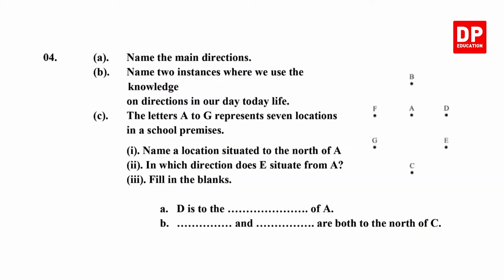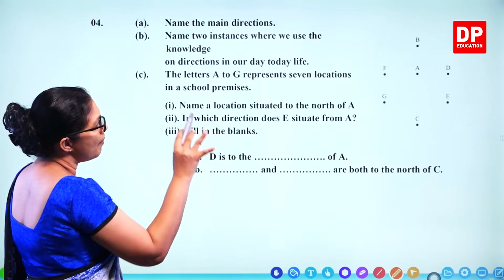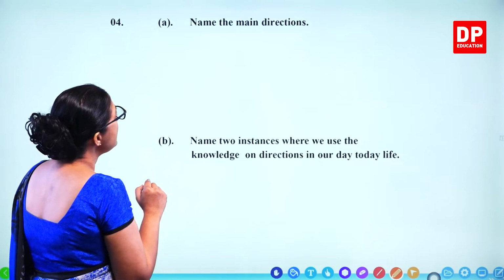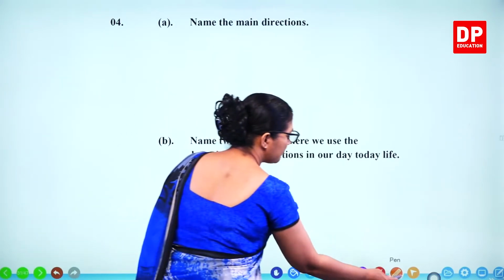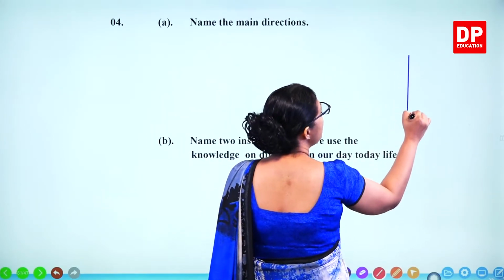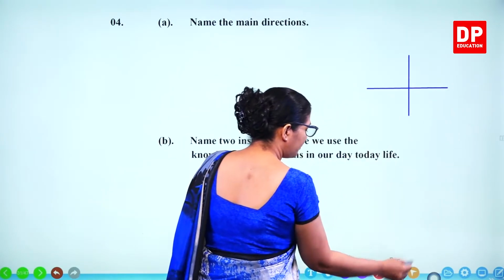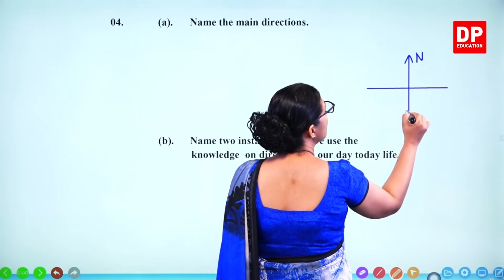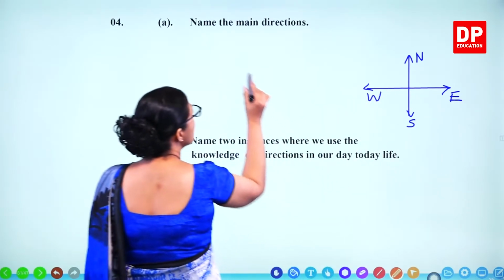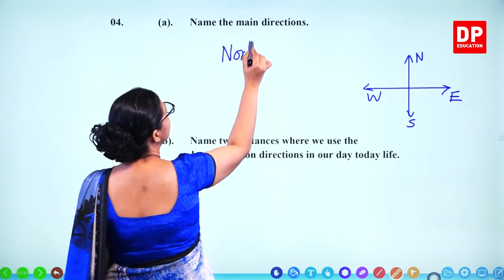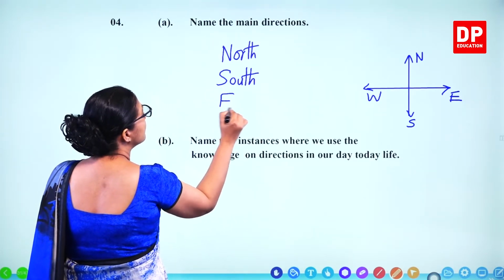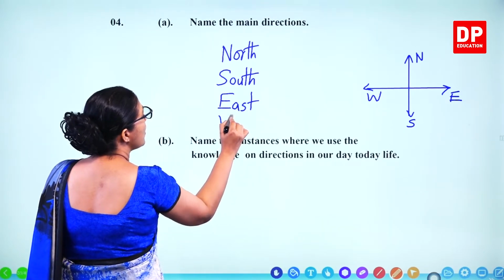Question number 4. So a map is given, so we have to refer to that. Name the main directions. We already know what the main directions are: north, south, east and west. So we can write north, south, east and west.